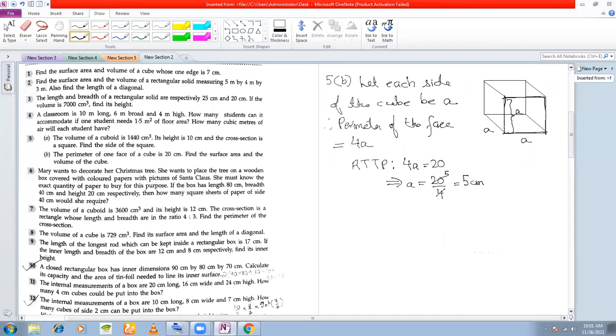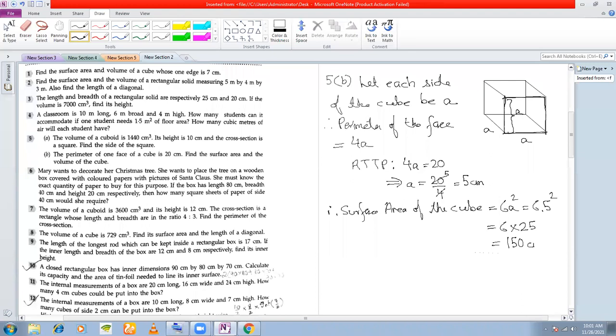Okay. Now what is the question? Find the surface area. Surface area means total surface area. What is the formula for total surface area? 6A square. And volume of the cube. So therefore, what should be the surface area? Surface area of the cube is equal to 6A square, which is equal to 6 into 5 square, which is equal to 6 into 25, which is equal to 150 centimeter square. This is the total surface area of the cube.